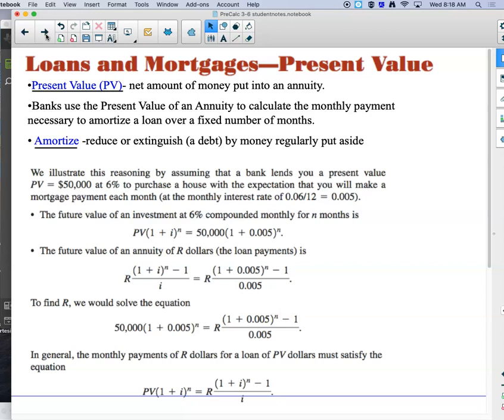And even if it's just a car loan, you can use this formula to figure out, what should my payments be? So loans and mortgages, talking about present value. The present value, the net amount of money put into an annuity, or the amount of money that you have to pay for something. Banks use the present value of an annuity to calculate the monthly payment necessary to amortize a loan over a fixed number of months. And amortize means to reduce or extinguish the debt by money regularly put aside. So figuring out those payments, knowing what's going to happen.